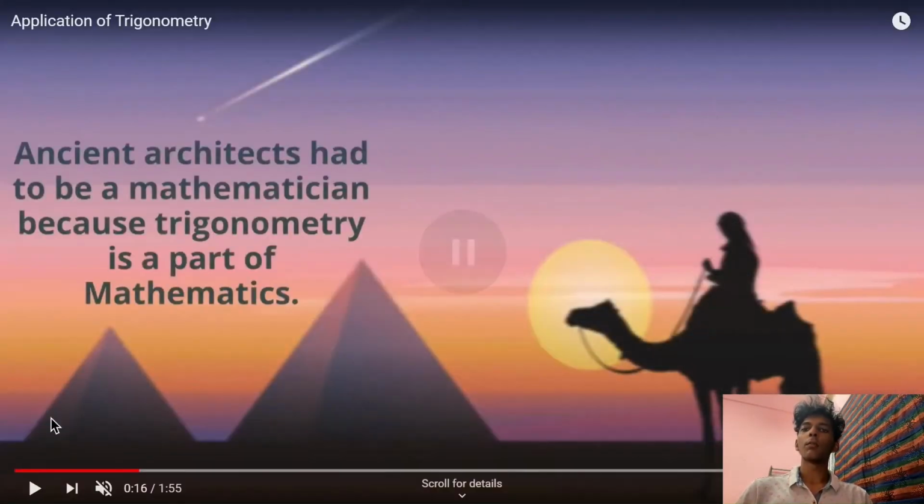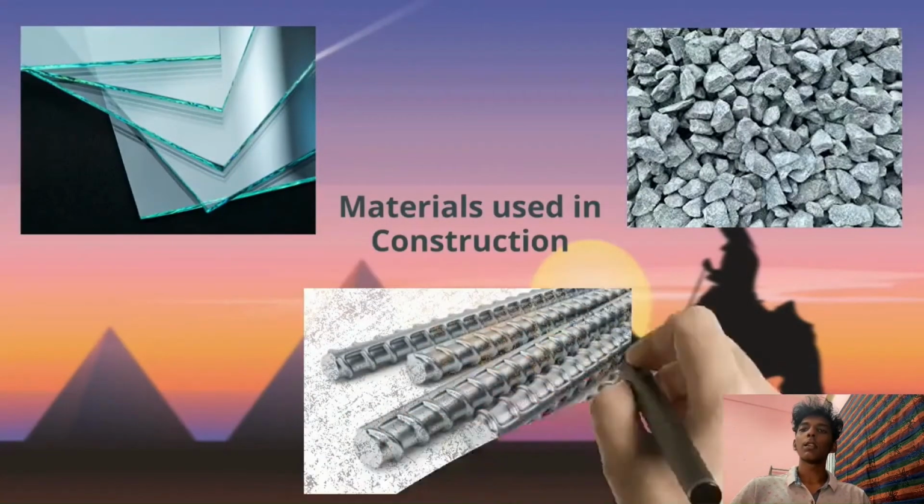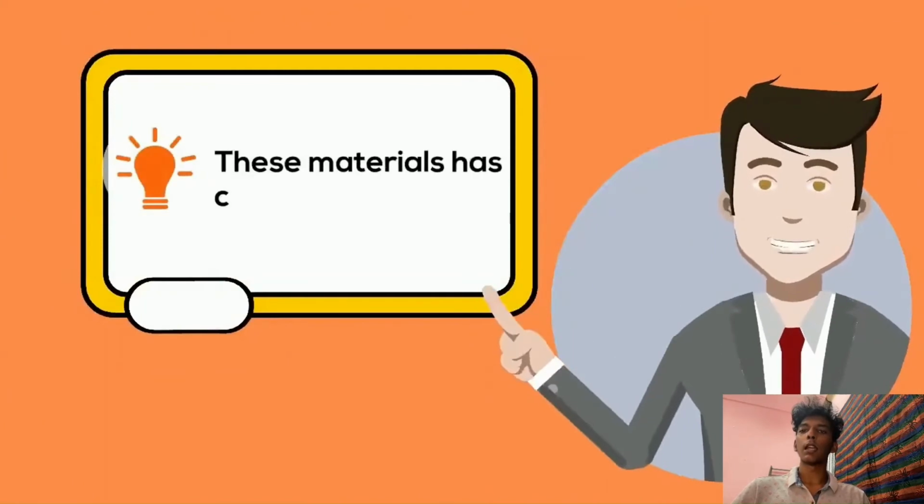Ancient architects had to be mathematicians, because trigonometry is simply mathematics. Buildings and structures are made up of various types of materials such as glass, steel and gravel. These objects have different curves and angles which are very complicated.